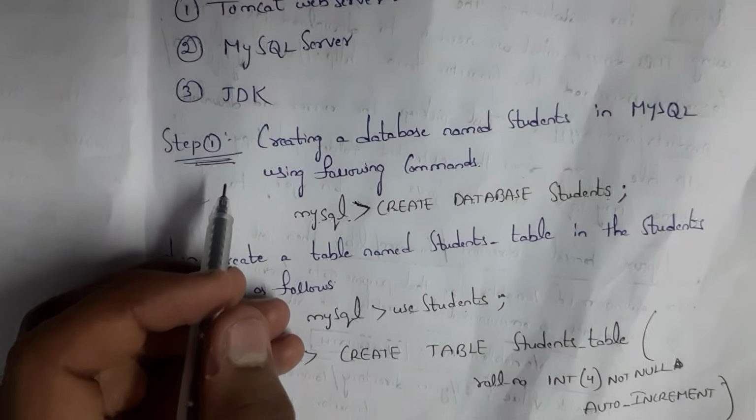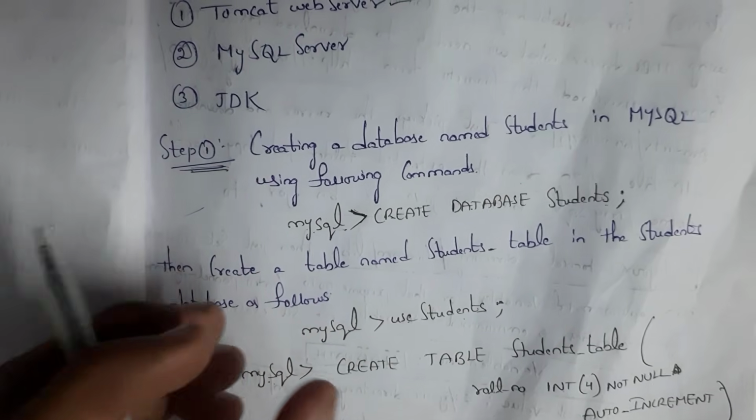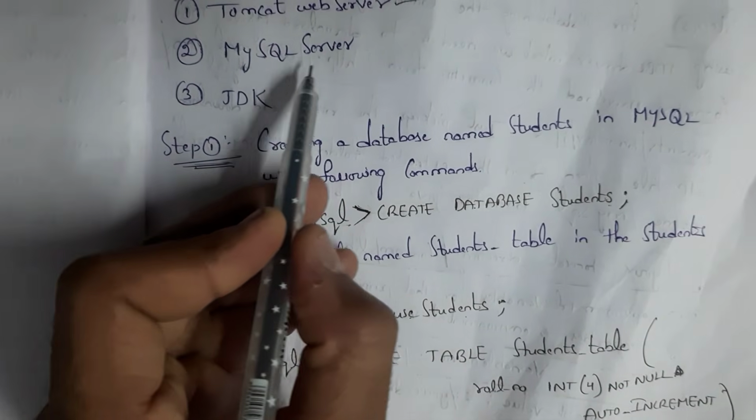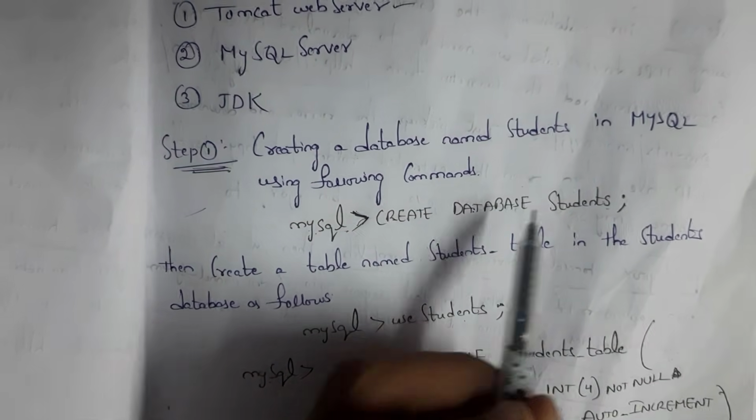There are two steps involved in order to connect JSP with a database. In step 1, we need to create a database. So open MySQL server and inside MySQL you need to write this command: create database students.